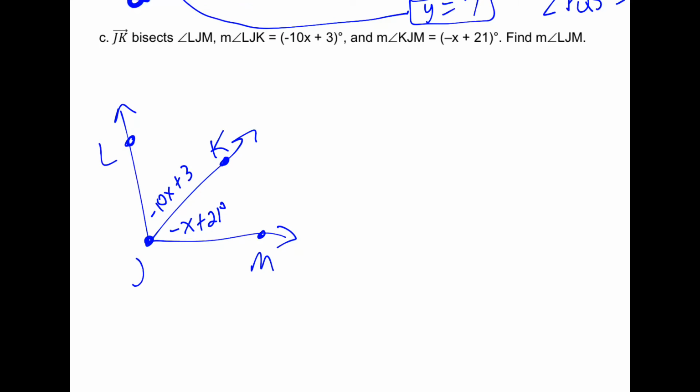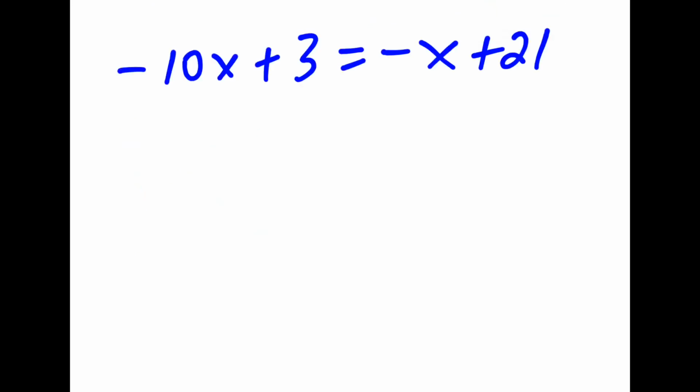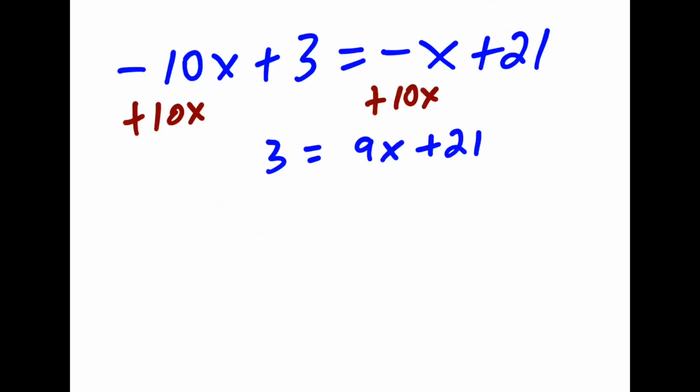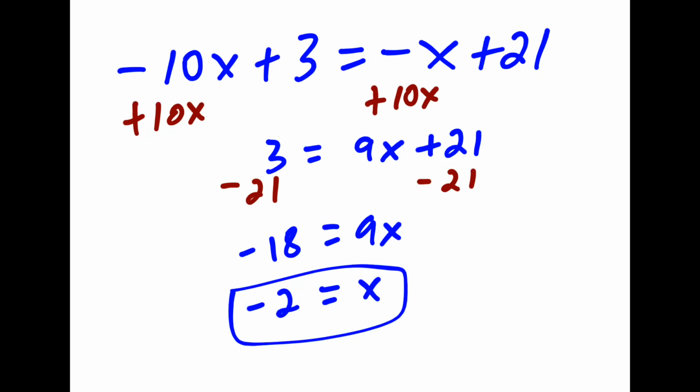In example C, we go back to the other type of problem, where these two are equal to each other. So I set up my equation like this. If I add 10x to both sides, I get this. I might subtract 21 from both sides. 9x is equal to negative 18, or x is equal to negative 2.